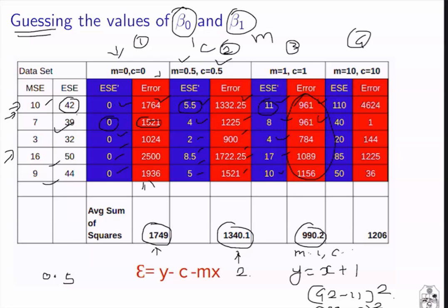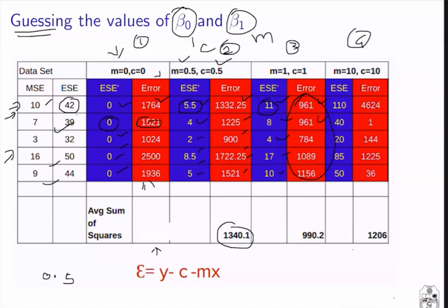See what is happening here from these three different instances. You can observe that the value of error is reducing. Initially it was 1740, now it is becoming like this and it is decreasing. So all these errors are going to decrease.